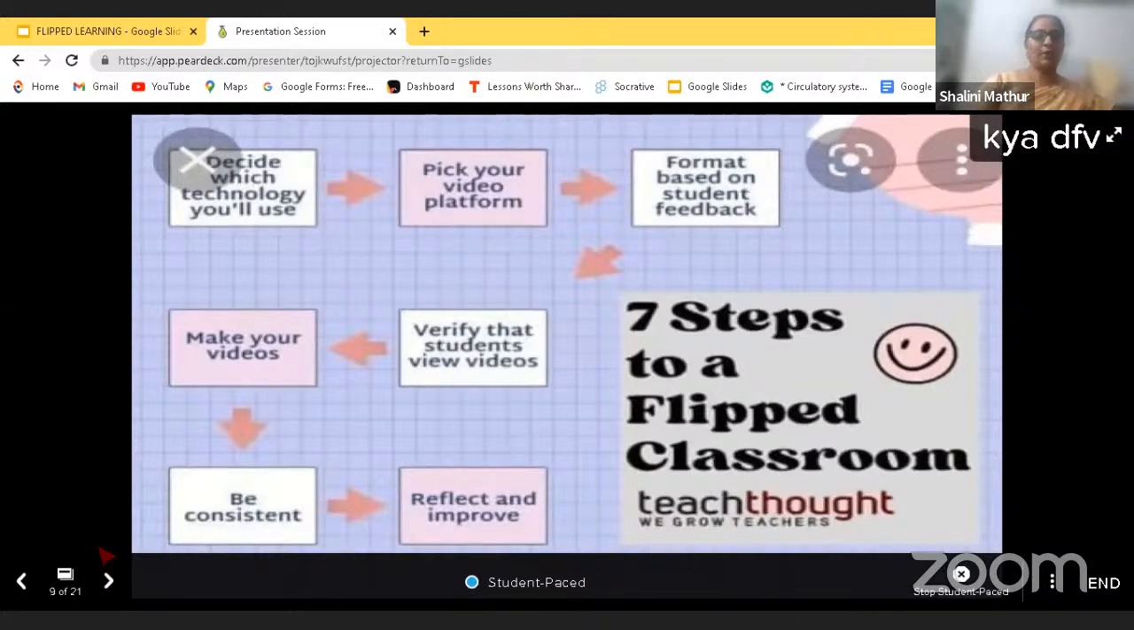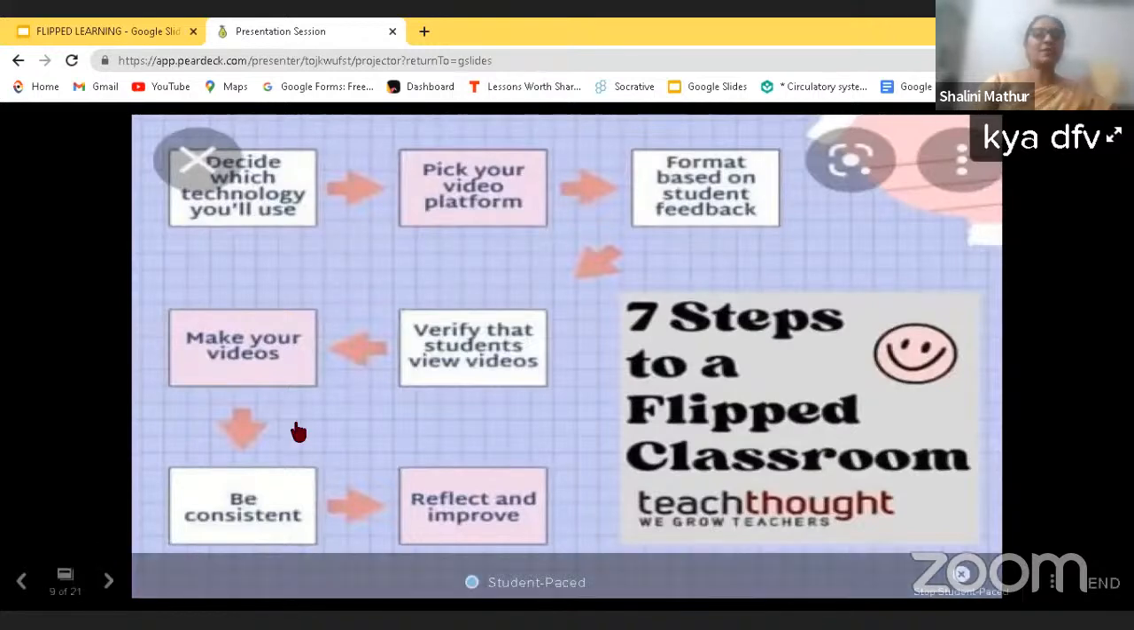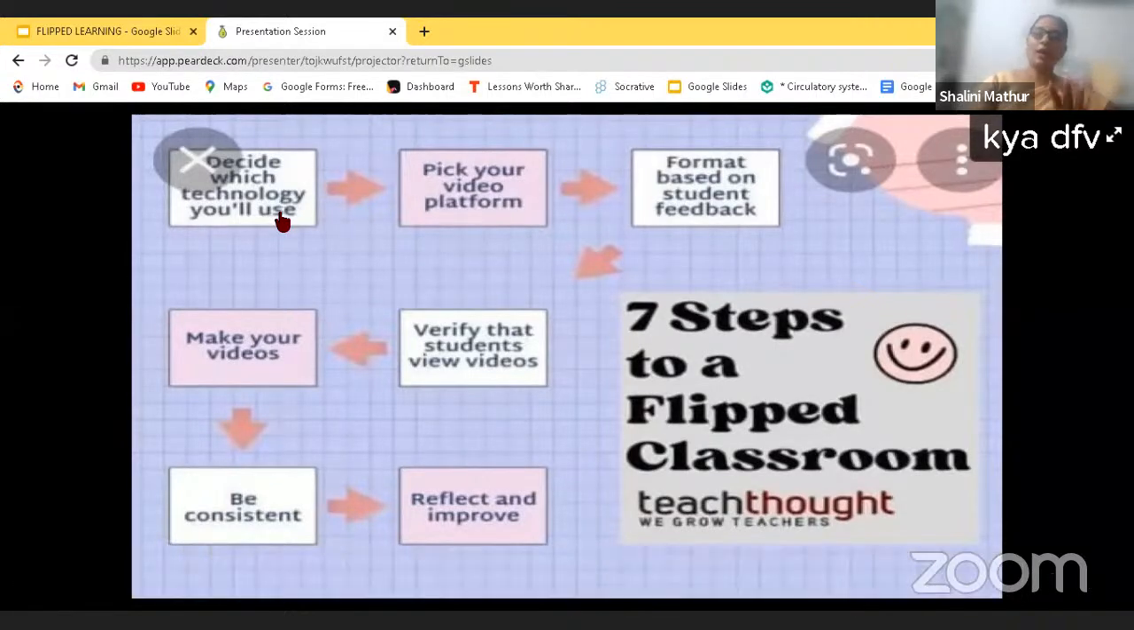We have talked about the flipped classroom, why to flip the classroom, and now the advantages of the flipped classroom. There are 7 steps to a flipped classroom. The first thing is that you have to decide the technology which you are going to use. You cannot use all types of tools at the same time.